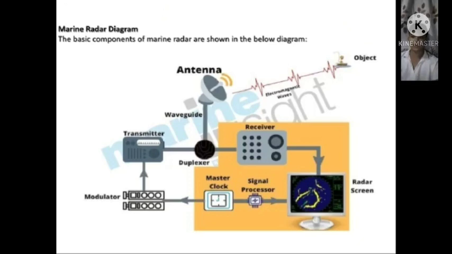So, this is the marine radar diagram. As you can see, these are the basic components of marine radar shown in the diagram below. As you can see, the antenna, which produces electromagnetic waves to the objects, and the waveguide. There are the transmitter, duplexer, receiver, modulator, master clock, signal processors, and radar screen.